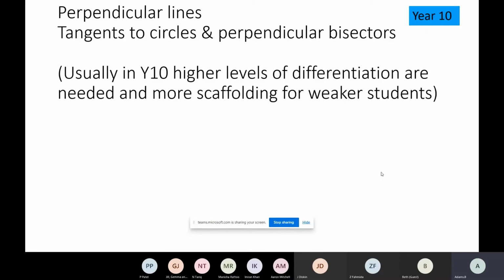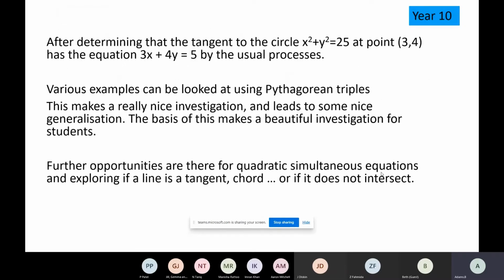But we're looking for tangents to circles and perpendicular bisectors, and I don't think there are any major differences in the way we teach this here, except I think this is the most challenging, because when you're teaching bits of this, some students are ready for it and some students need scaffolding. And I have done that before with tangents to circles: almost giving them a scaffolding sheet with prompts or a worked example for weaker students, so that they can follow that as they go through.